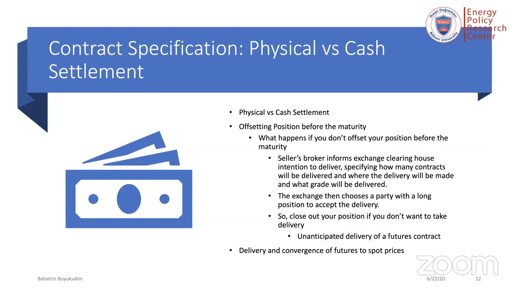Parties with a long position must accept delivery notices. They cannot say, no, I'm not going to accept. If they didn't close their position, it's their responsibility. So close out your position if you don't want to take delivery. If you don't, then you might have an unanticipated delivery of a futures contract.